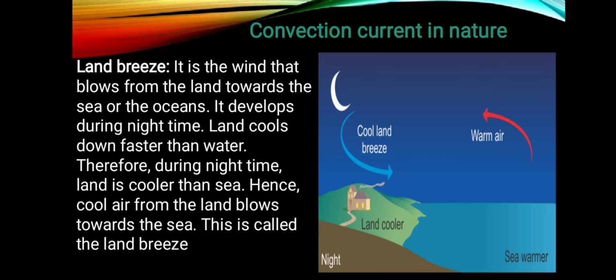Land breeze. Land loses heat faster than the sea. At night, the land cools more quickly than the sea water. Thus, the air above the sea, being warmer, rises up, and the cooler air from above the land surface blows towards the sea to take its place. This sets up the convection current. The cool air from the land moves towards the sea. This is called the land breeze.